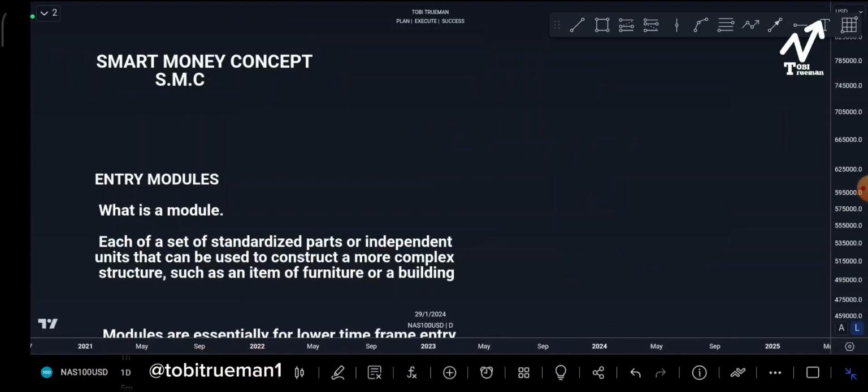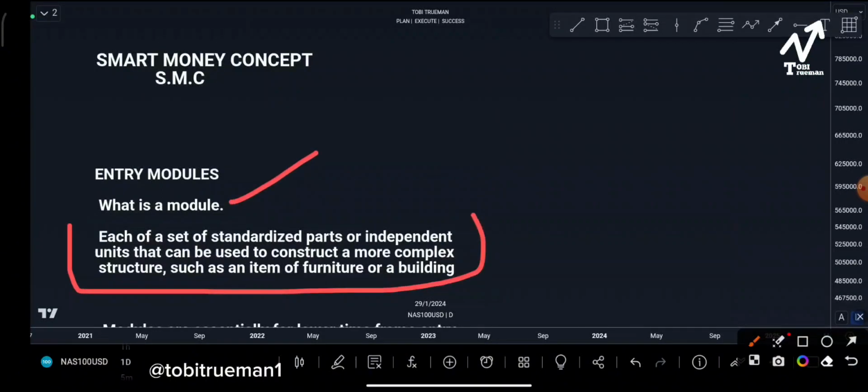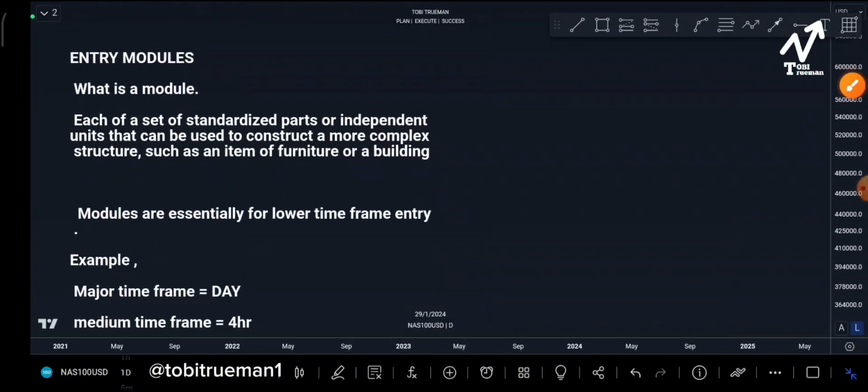Now, what is an entry model? What is a model? According to Google search, a module is defined as each of a set of standardized parts or independent units that can be used to construct a more complex structure, such as an item of furniture or a building. That is a general definition of modules.